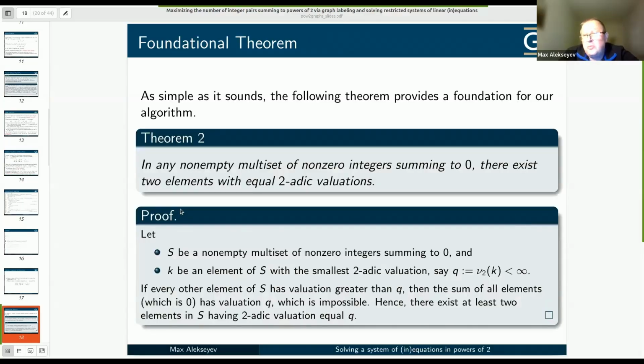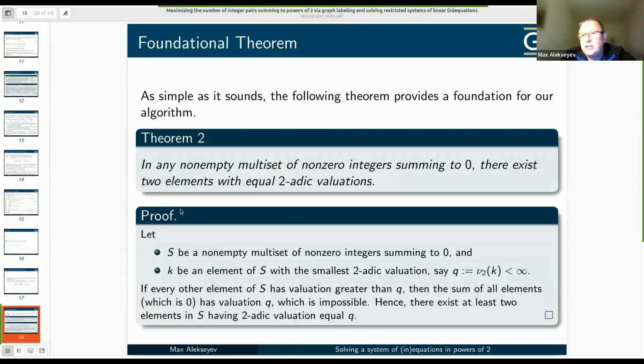Okay, and I'm going to present a very simple theorem, which in fact is foundational for the algorithm solving powers. The theorem states the following. If we have any finite non-empty subset of non-zero integers and those integers sum to 0, then I can always find two elements in that set that have equal two-adic valuations.